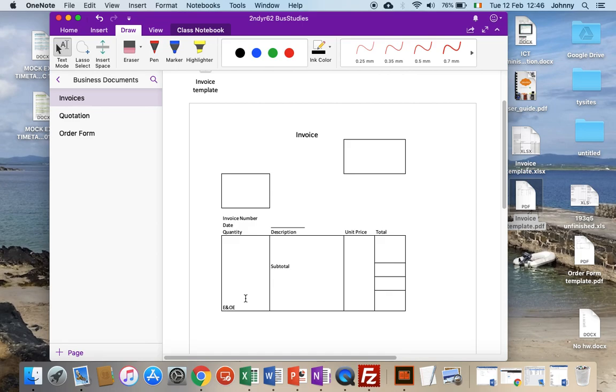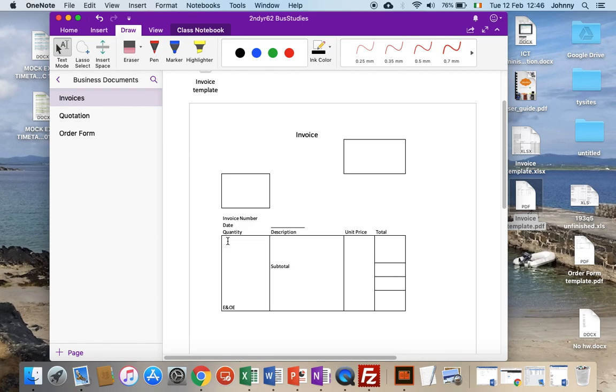So then in terms of what goes in here. The quantity, this is the number of goods you want to order. This is the description of each of them. It might be a model number, it might be a type, whatever. This is the price of each individual good, and this is the total for those goods.